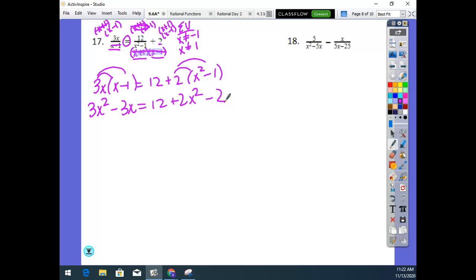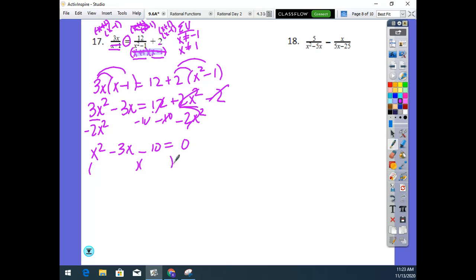I need to get all of my variables on the same side because I'm left with x squared. So I'm going to move my 2x squared over to be with my 3x squared. 12 minus 2 is 10. So I'm going to also minus 10 from both sides, canceling everything out on the right. So combine like terms, x squared, I only have the 3x, bring down the -10, equal to 0.